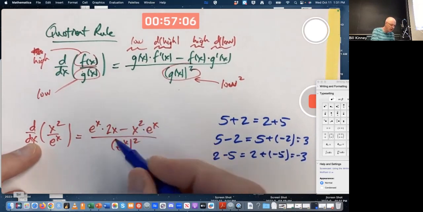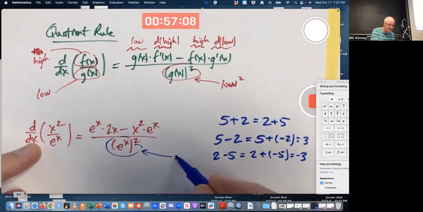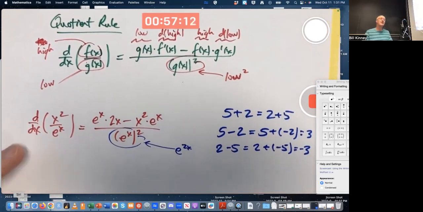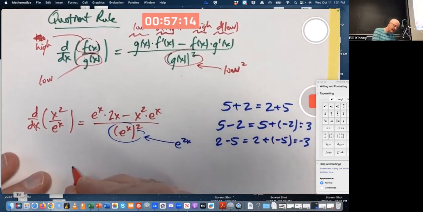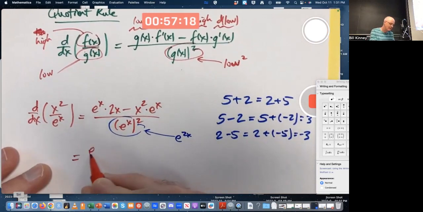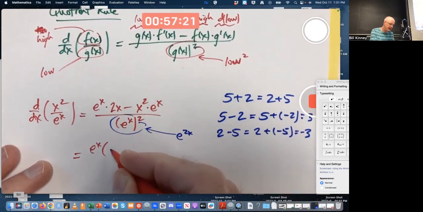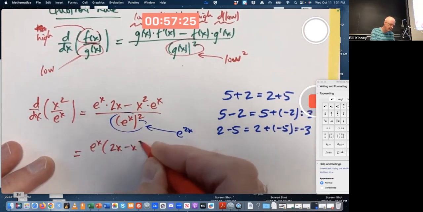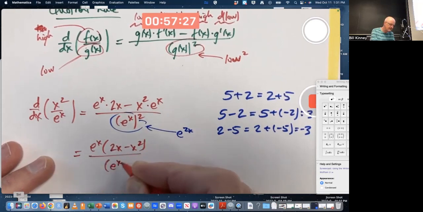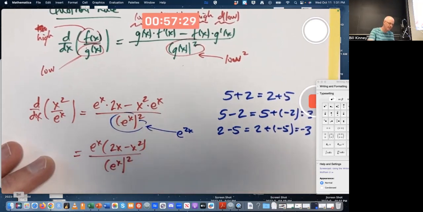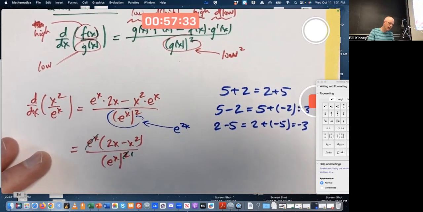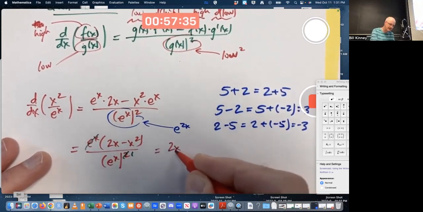And yeah, you could use a property of exponents to rewrite that as e to the 2x, but you don't need to. And in fact, it's better for simplification purposes not to, because we can factor to simplify an e to the x out of the numerator and cancel it with one of the ones on the bottom, and write our answer like this.